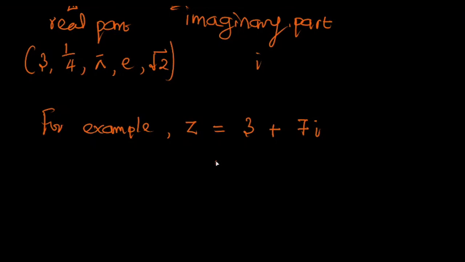Now, the real part, which is usually written as Re of Z, the real part is 3, like we said. You can see there's no I attached to it. But the imaginary part, which is written as Im of Z, the imaginary part is written as 7. That is the correct answer. Why I'm saying it's a misunderstanding is because 7 in itself is a real number. So it's like a confusion, but it's the convention that we should just take it like that.